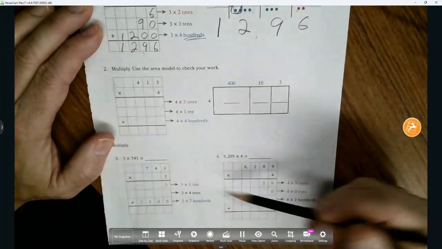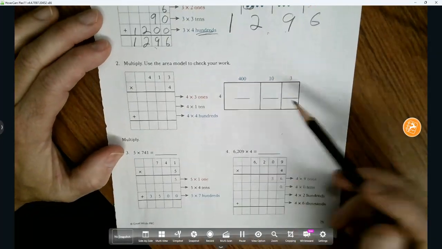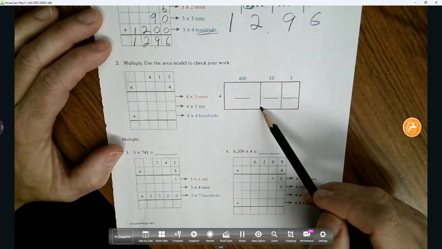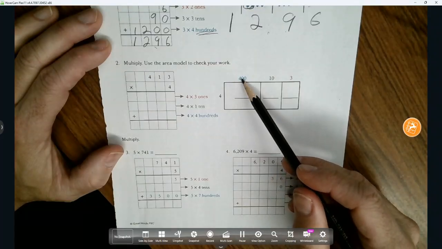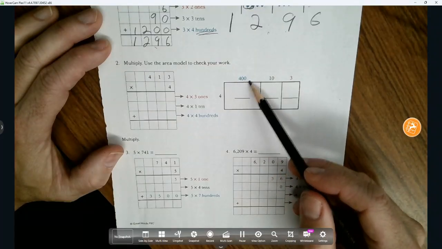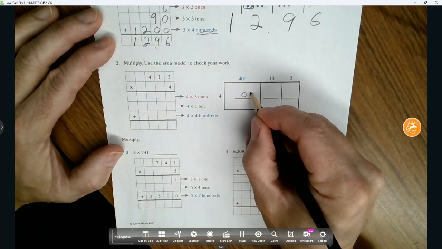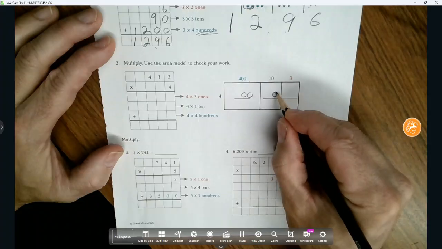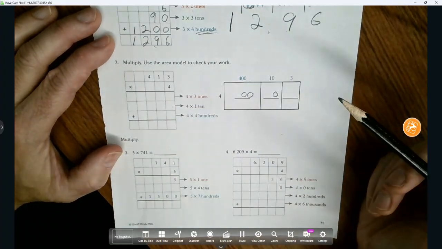I like these grids because they keep it nice and neat for us. It helps us out a lot. All right, so the next one is going to use the area model to help. So if you look, you have 4 times 400. So it would be 400s. Look, 400s. 4 times 400 is right there. So you can just put your 2 zeros there. You got a 10, you can put your 1 0 there. And now you can do your multiplying just like you're going to do over here.